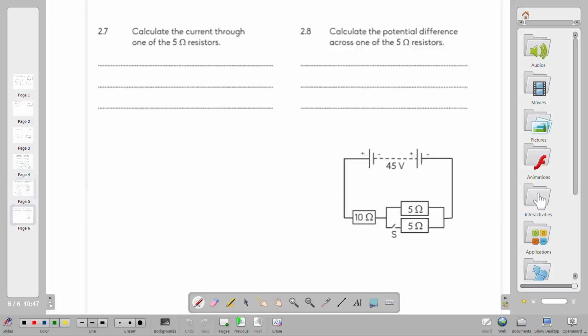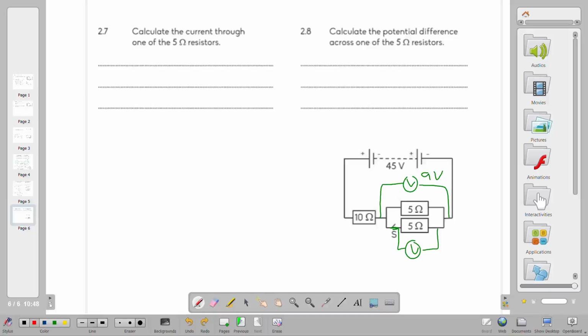Next, calculate the current through one of the 5 ohm resistors. So I know that the potential difference over here is 9 volts. And in parallel, with this closed, we know that this potential difference and this potential difference have the same value since they are in parallel. If I also had another one over the 5 ohm at the top, it would also be 9 volt. They have the same potential difference. That's a characteristic of parallel resistors.